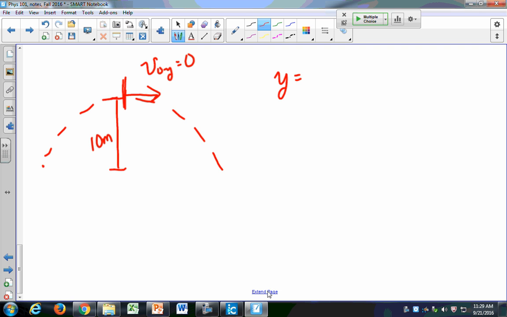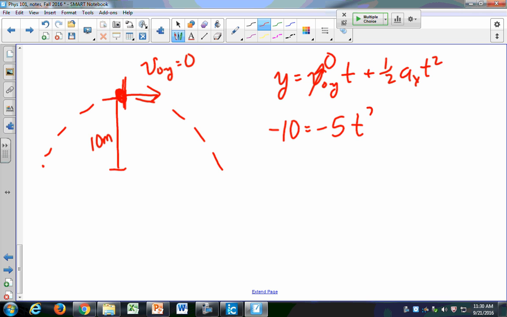So I say y is equal to V naught y times t plus 1/2 a_y t squared, right? Am I right? That's what you did? And so this goes to 0, because now I'm saying that this is my beginning point, and V naught y is 0. And so y is negative 10 equals half of a, which is negative 5, times t squared. And so t is the square root of 2. That's clever. All right? That's 1.4 seconds.